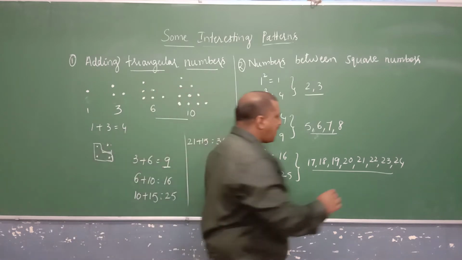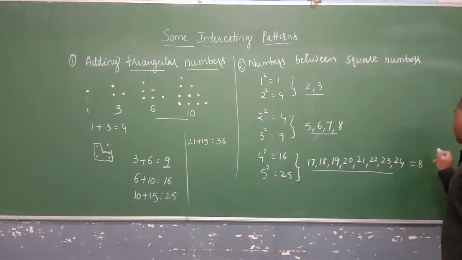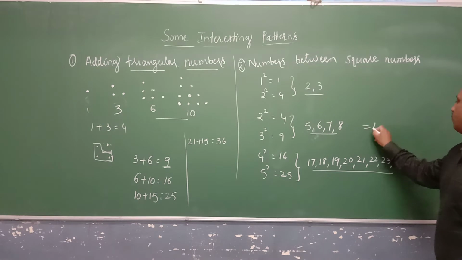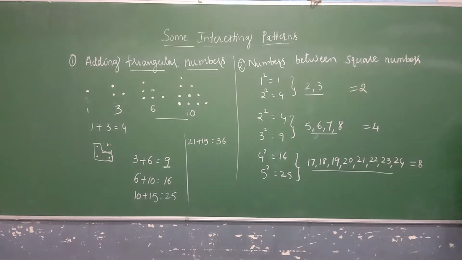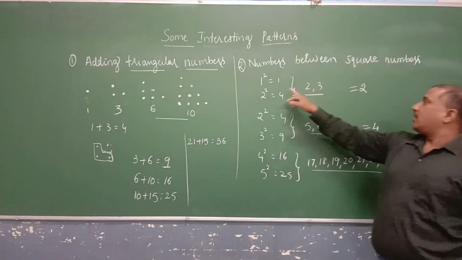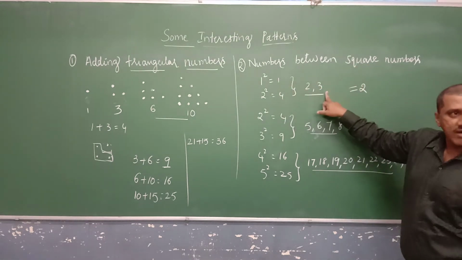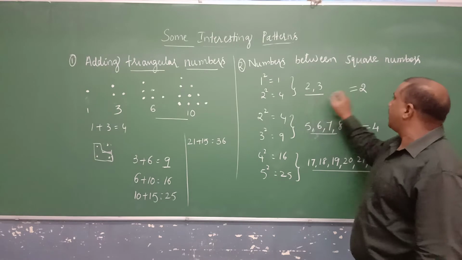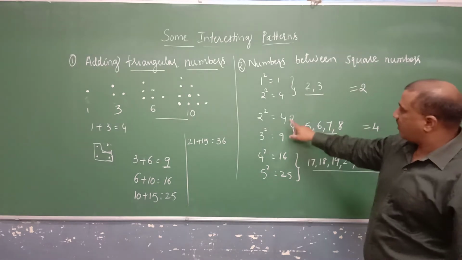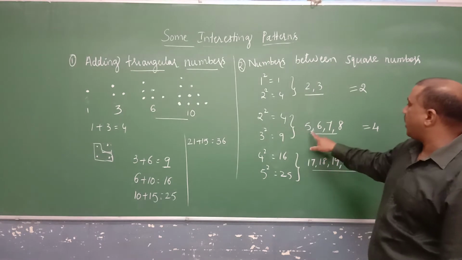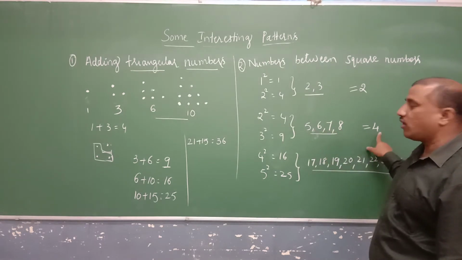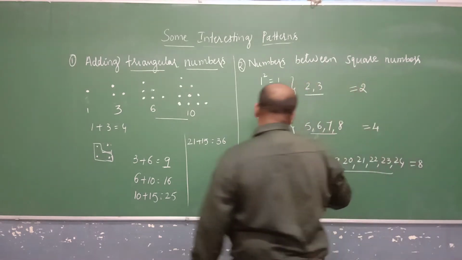How many are there here? 8 numbers are there. And here how many numbers are there? 4 numbers are there. Here how many numbers are there? 2 numbers are there. Between 1 and 4 we have 2 non-perfect squares, that is 2 and 3. And between 4 and 9, which are 2 perfect squares, between these 2 numbers we have 5, 6, 7 and 8. 4 non-perfect square numbers are there.